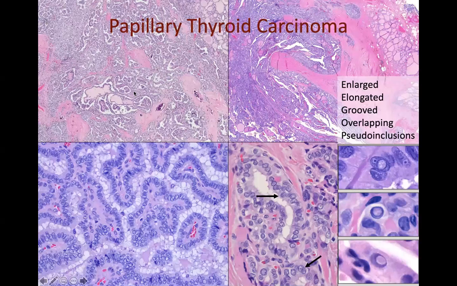So on low power, papillary carcinoma is an infiltrative neoplasm. It's generally composed of both branching papillae as well as some follicles. It has dense fibrosis, which is indicative of infiltration through the thyroid parenchyma. On the bottom left, you see papillae cut either in longitudinal section, as I'm highlighting here, or cut in cross section, as I'm highlighting here. The nuclei diagnostically are enlarged and elongated. They have coffee bean-like grooves. They have overlapping, and they have these characteristic intranuclear cytoplasmic pseudoinclusions.